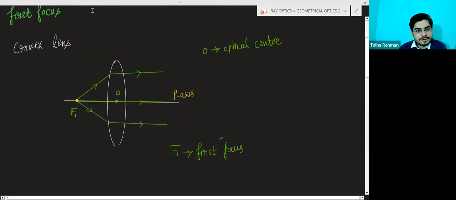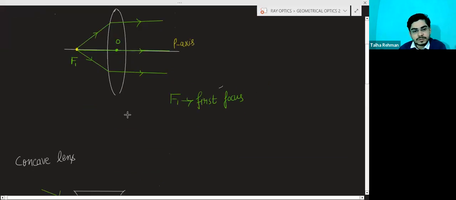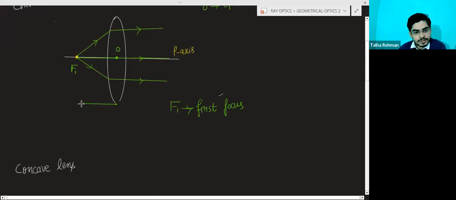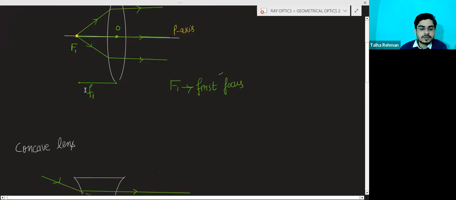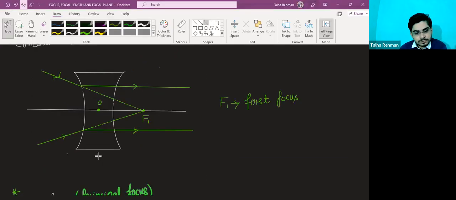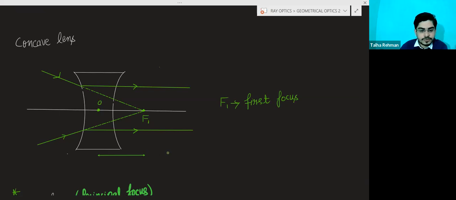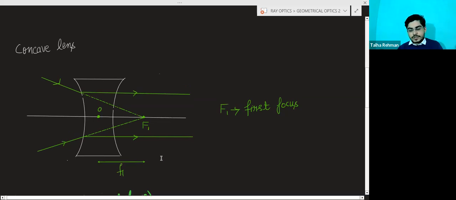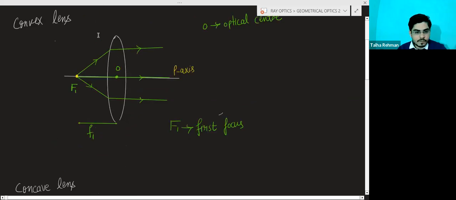Accordingly, you can write F1. Here is the first focus. So with respect to the first focus, there will be the focal length F1. Distance between the optical center and focus, this is F1. Here also you can write F1. Okay, this is F1. Now we will decide which focal length will be positive, which focal length will be negative.